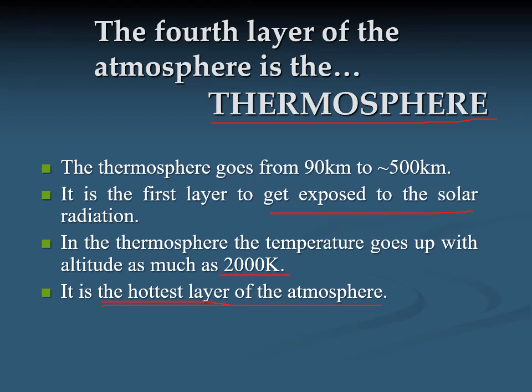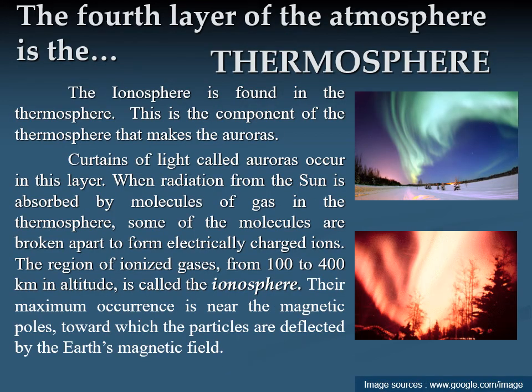Now within the thermosphere, as I already told you, the first layer is known as the ionosphere. This is the part of the thermosphere where the auroras are found to occur. Now, what are auroras? These are the curtains of light which occur in the polar regions during night time. There are some excellent different colored lights in the night sky of the polar regions. Now, how are these curtains of light, these auroras, formed?